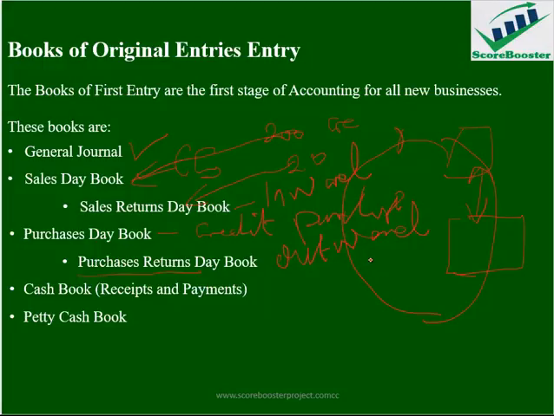As I said, one thing we need to take note of is that these items deal with credit transactions, that is, what we buy on account. When we make any sales or acquire goods on a cash basis, then we use the cash book. That is why the cash book itself is referred to as a book of original entry here.